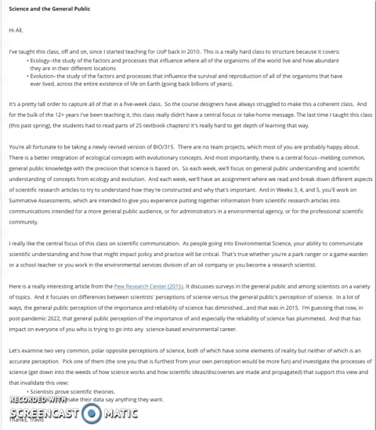Let's examine two very common, polar opposite perceptions of science, both of which have some elements of reality, but neither of which is an accurate perception. Pick one of them. The one that is furthest from your own perception would be more fun. And investigate the processes of science, get down into the weeds of how science works and how science ideas and discoveries are made and propagated that support this view and that invalidate this view. So scientists prove scientific theories, or scientists can make their data say anything they want.